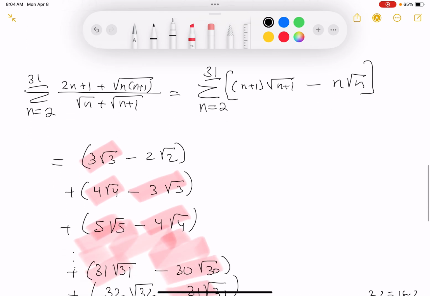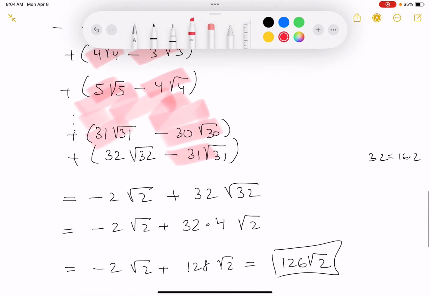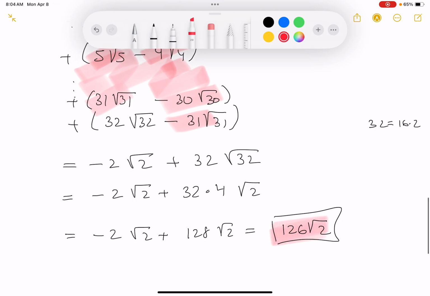But after I did that, I started to realize I had a telescoping series, which turned out really nicely, by the way. And we get a final answer over here, 126 root 2. And we're done. Thank you.